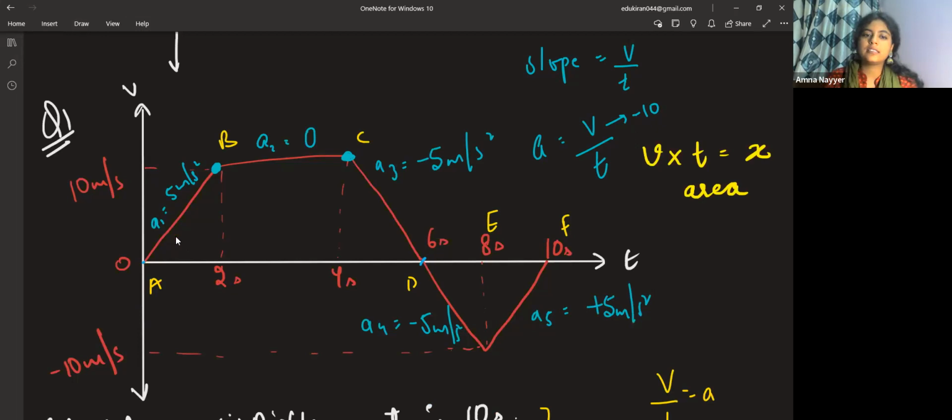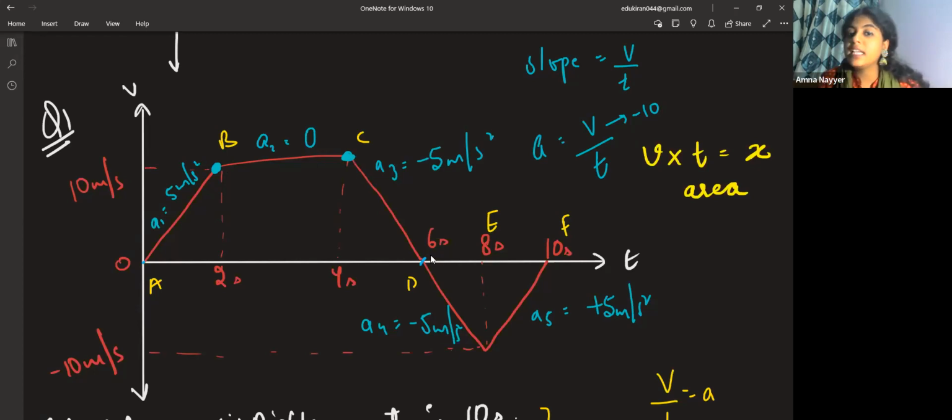Look here, class. Just look at this part. From A to B, the body was rising from 0 meter per second to 10 meter per second. Final is 10 for this point. Initial is 0. So 10 minus 0 divided by time duration 2 gave you 5. No change in velocity, acceleration 0.